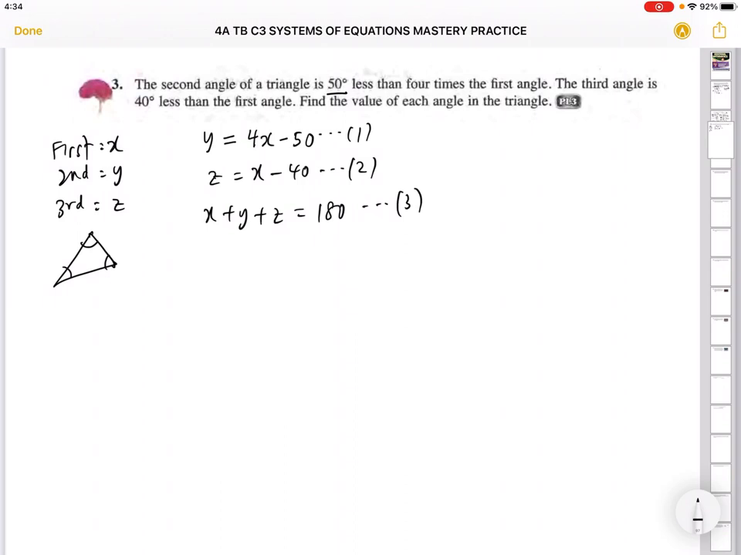We just sub 1 and 2 in 3. Straight away put, what's my y? 4x minus 50. What's my z?